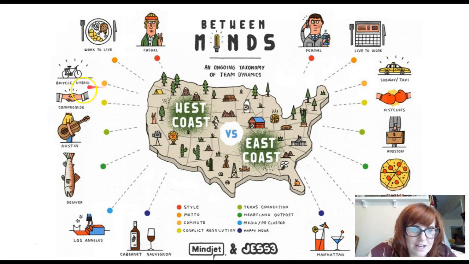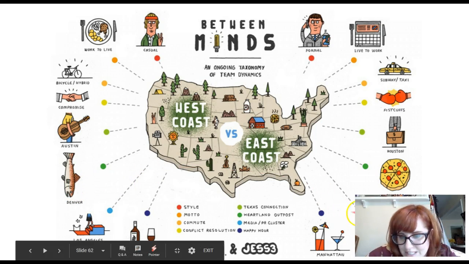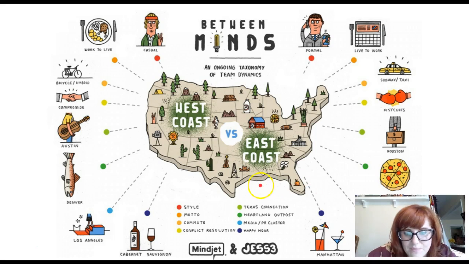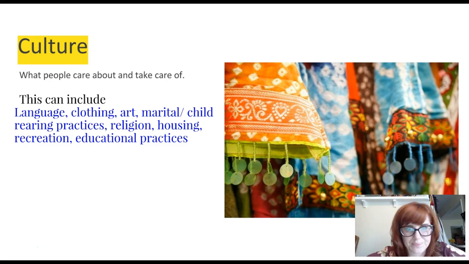What else do we have here? Acoustic guitar versus a briefcase, right? Food, fish versus pizza, although I think we like pizza here on the West Coast too. So that just kind of gives you an idea, right? This identification that the West Coast is like this, the East Coast is like that, that's regionalism.